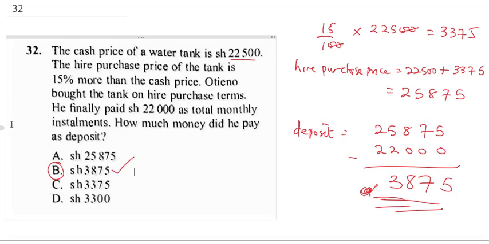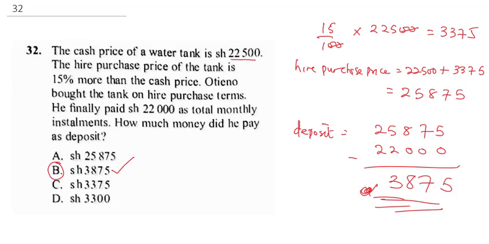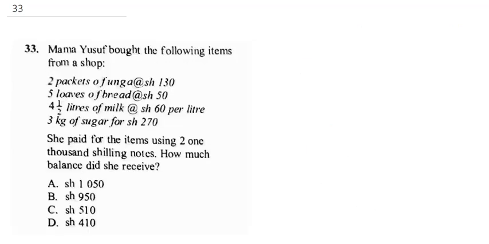So this will take us to the next question, which says, Mama Yusuf bought the following items from a shop. Now, the first thing she bought is 2 packets of funga at 130 shillings. That 2 times 130 is going to give us 260. She bought all these and she paid for the items using 2 1,000 shilling notes. How much balance did she receive?